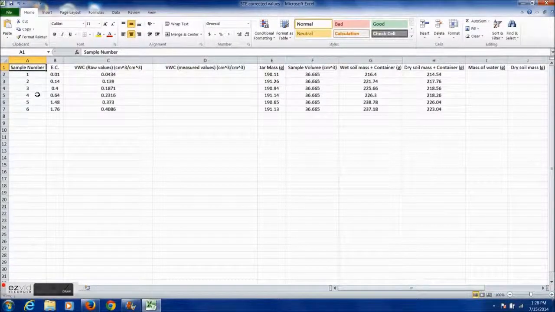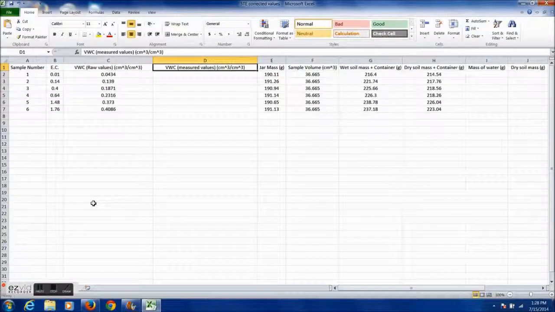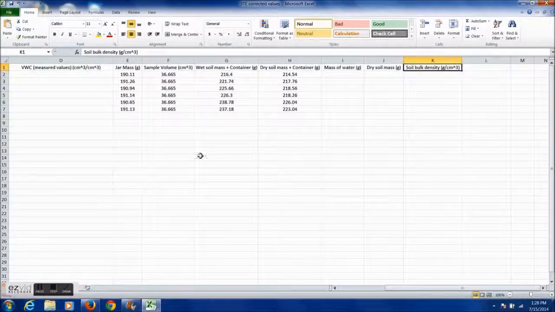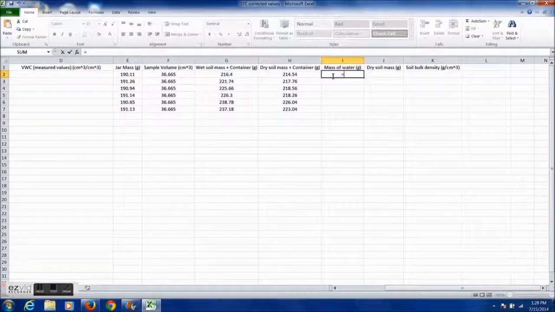Hello and welcome. This video will show you how to make the calibration curve for the Decagon 5TE soil moisture sensor. Shown now is a sample data table with 4 new columns: mass of water, dry soil mass, soil bulk density, and corrected volumetric water content.